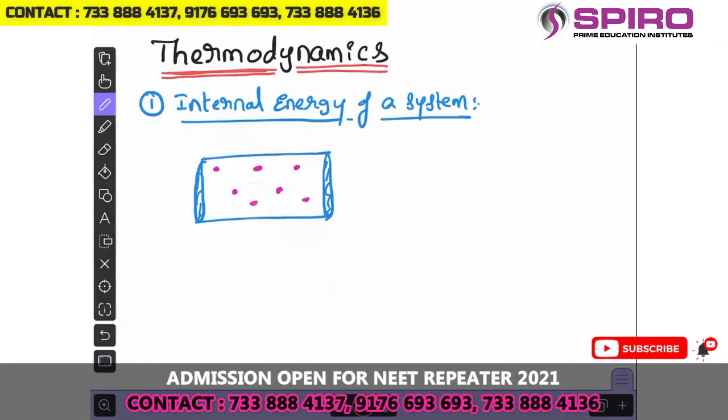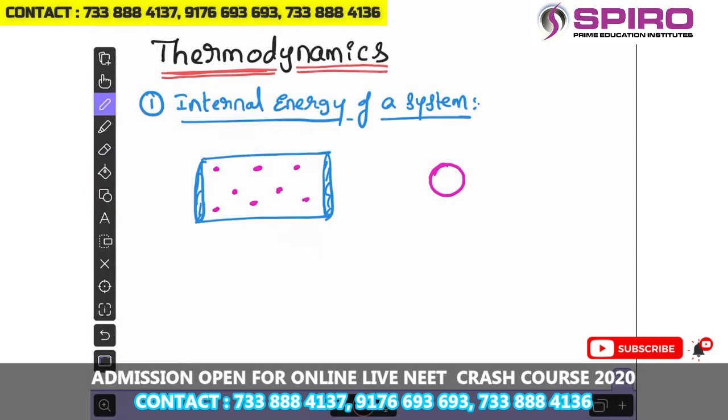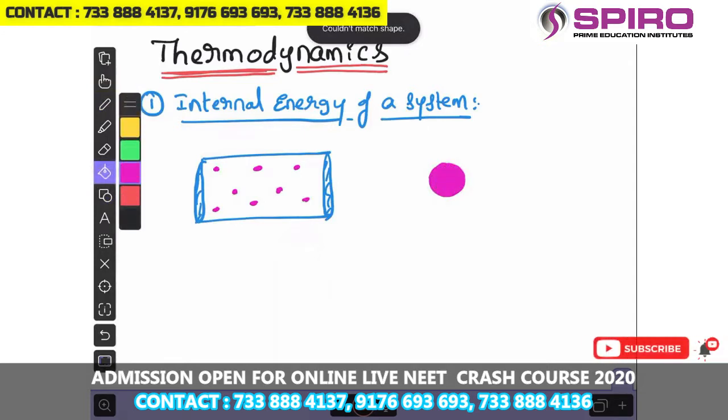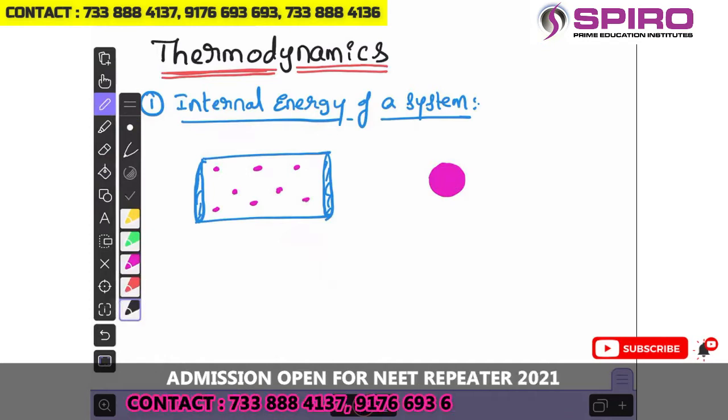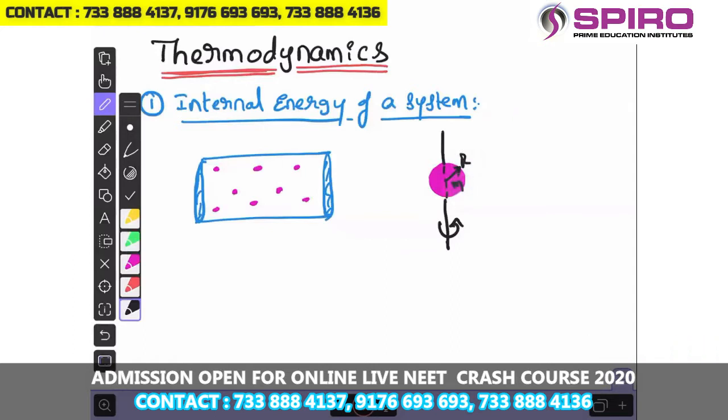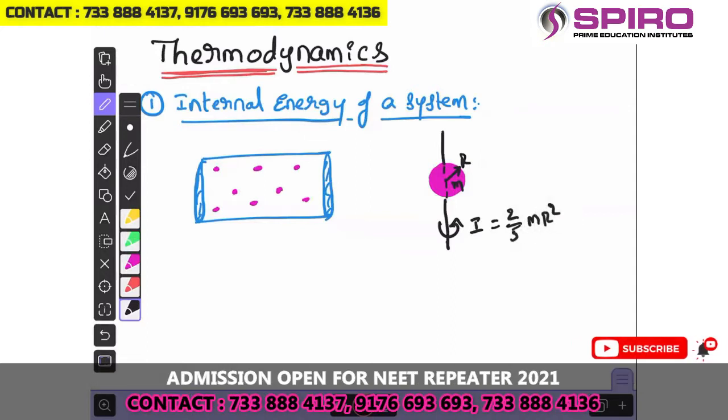Randomly they are moving, and every gas molecule I am representing as a sphere, and this spherical mass is going to be rotating about its own axis. First of all, it is rotating about its own axis. If its radius is r and its mass is m, then the rotational moment of inertia is given by 2/5 m r square about its own axis.